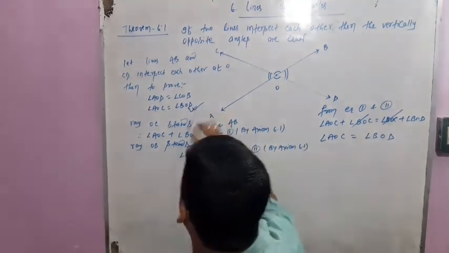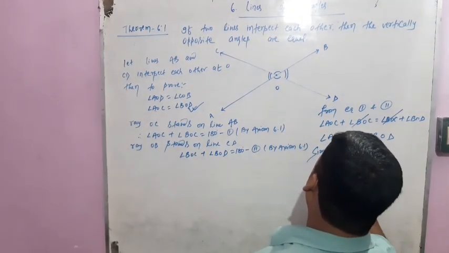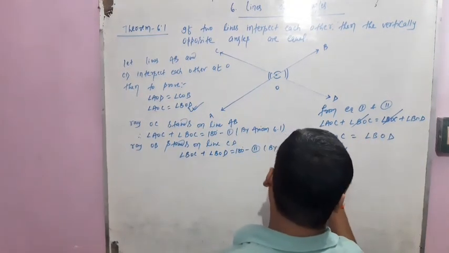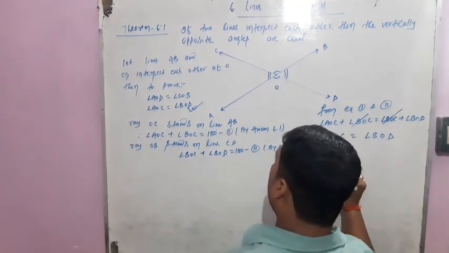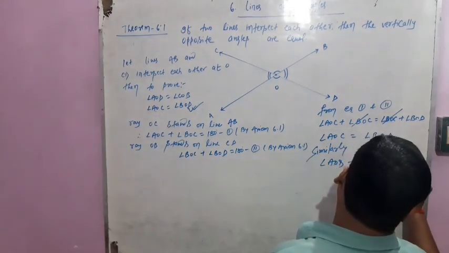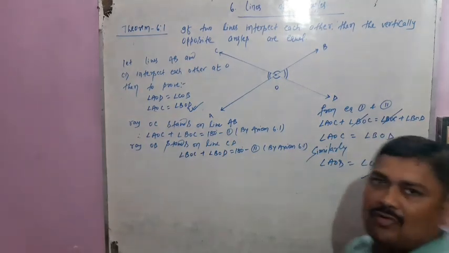This result we have already got here. So we have to write only here. Similarly, we are not going to write the other result. Only we have to write here: similarly, angle AOD is equal to angle COB. Okay, this is the vertically opposite angles theorem that we had to prove.